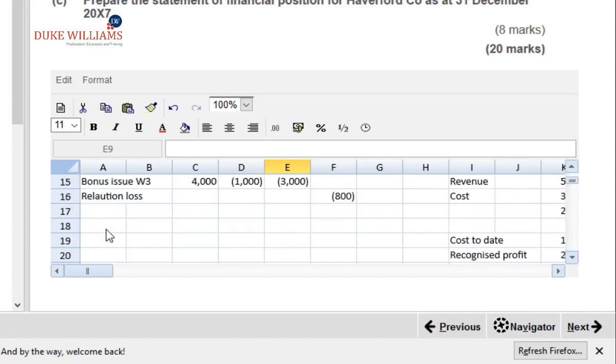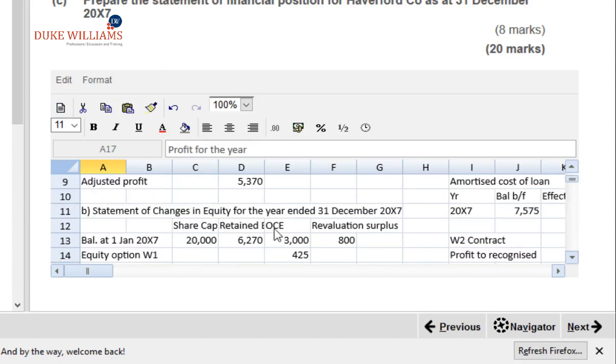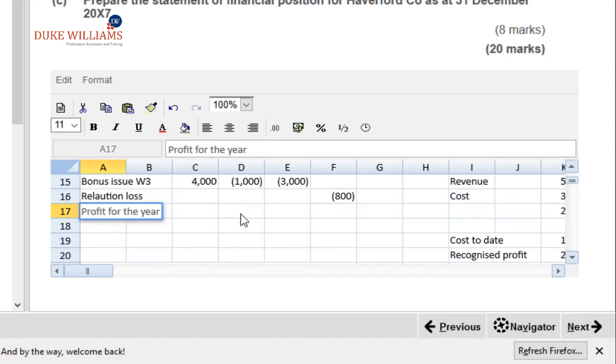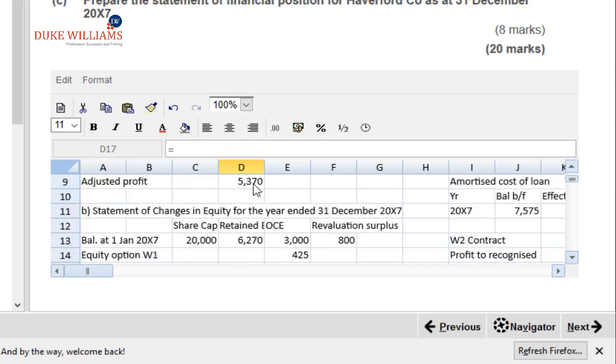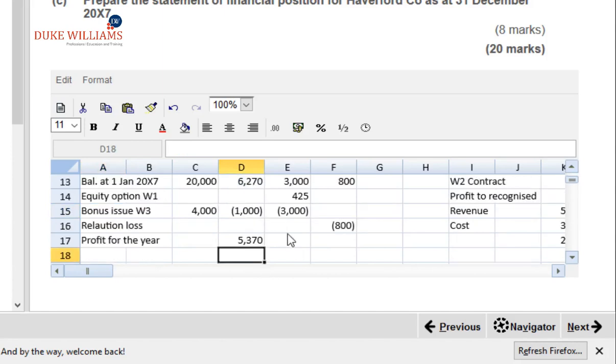So we'll say profit for the year. That should be, and don't forget the profit for the year should be under retained earnings. So here is equal to this.